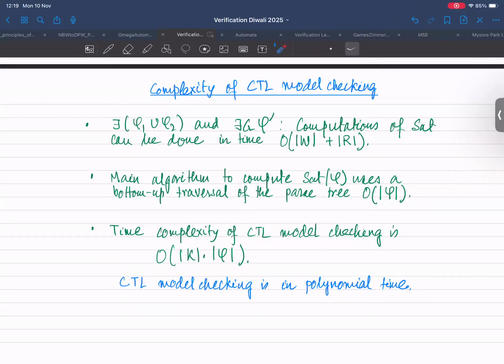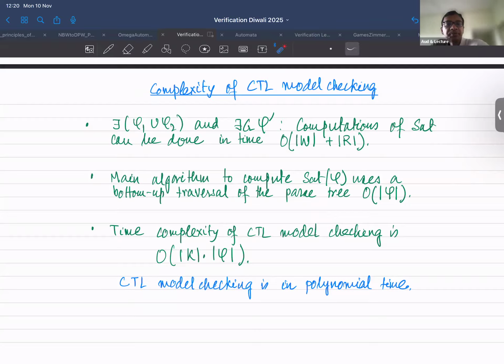PSPACE, right? It was PSPACE-complete. PSPACE-complete, yeah. Whereas CTL model checking can be done in polynomial time. Now one should ask the question: what is the difference? Why is it the case that CTL model checking can be done in polynomial time, whereas LTL model checking is PSPACE-complete? What is the fundamental difference? Is there any difference as such, or is there something more fundamental?